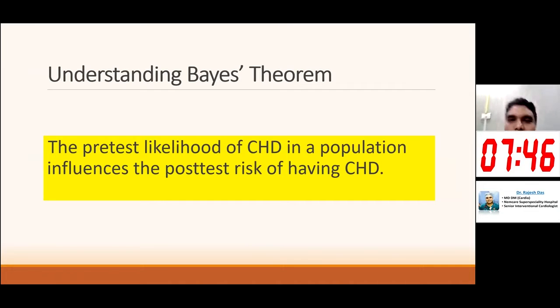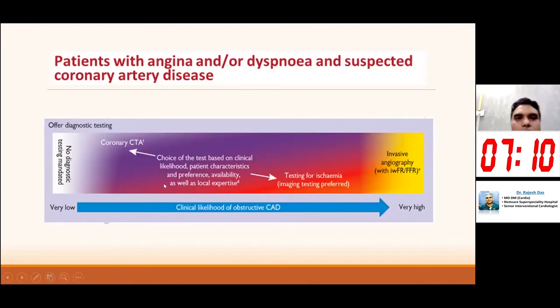Basically, before approaching any investigative tool for diagnosis of coronary artery disease, we should understand the Bayes theorem. The pretest likelihood of coronary artery disease in a population influences the post-test risk of having CAD. So we should be very careful in selecting an investigative tool to avoid false positive as well as false negative results. The estimation of pretest likelihood is very important before prescribing any investigation.